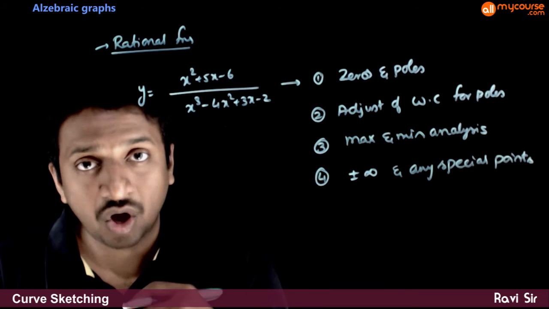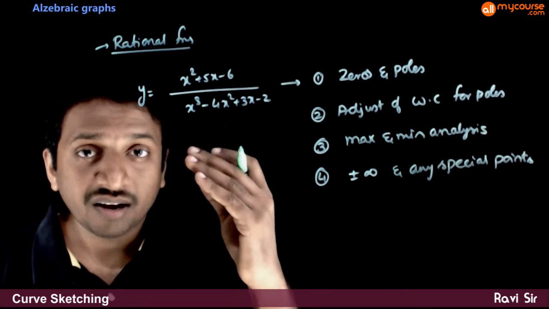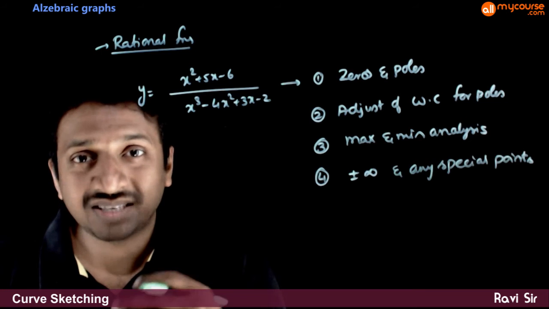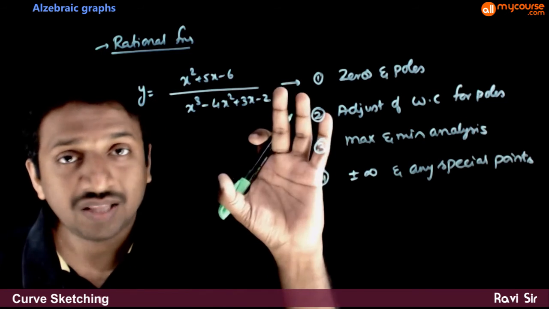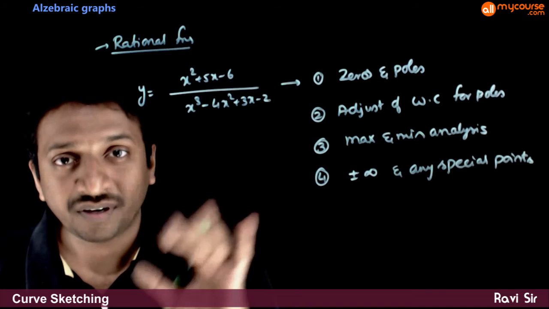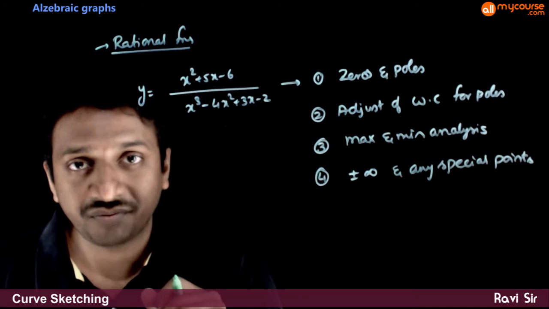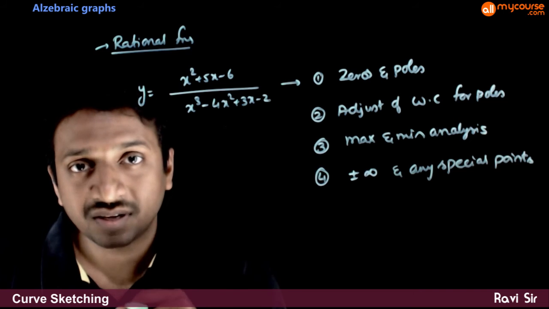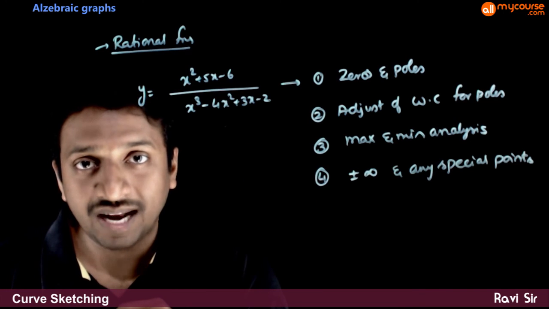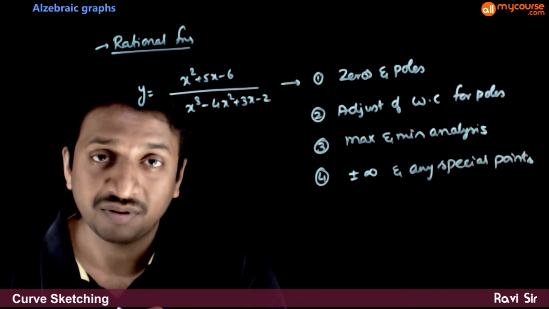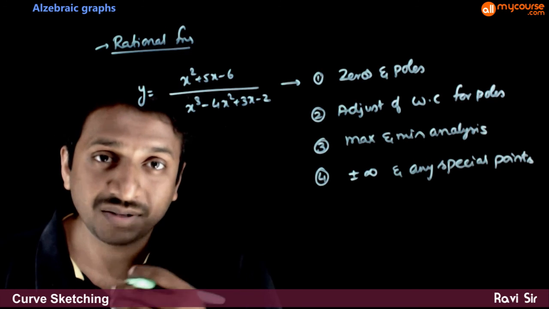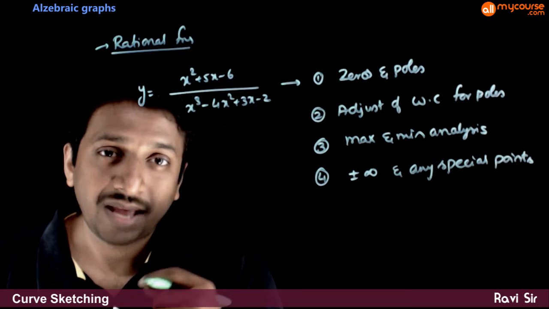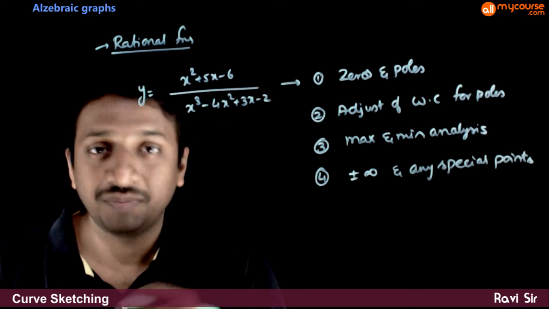are factorized already. For rational functions which are not factorized, it is very difficult to draw the graph directly. So this topic, I would like you to refer to the topic of wavy curve for rational functions and try to understand how to draw the graphs of rational functions. Now let us go forward and try to see the graphs of exponential and logarithmic functions.